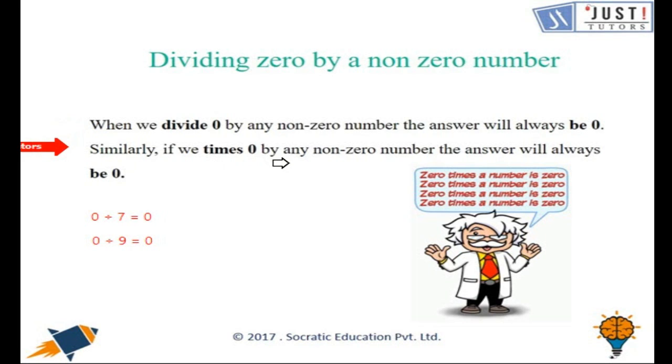Similarly, if we multiply 0 by any non-zero number, the answer will always be 0. Like if you're going to multiply 0 by 4, that will be 0. Similarly, if you're going to multiply 0 by some big number this time, let's take 112, this will also be 0. So whenever we divide 0 by any non-zero number, the answer will be 0. And similarly, whenever we multiply 0 by a non-zero number, the answer will be 0.